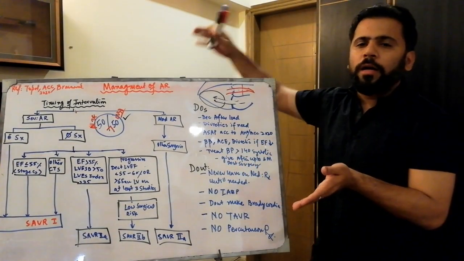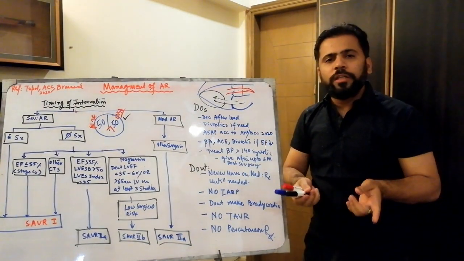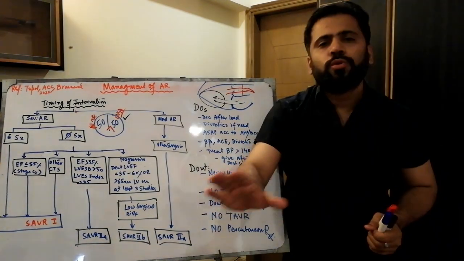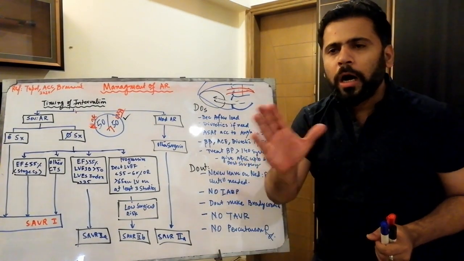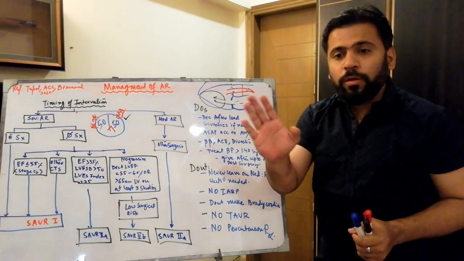So this was all about the management of AR. Just keep one thing: 50-50. Less than ejection fraction 50, you need to treat it, class 1. If you do not remember class 1, class 2A, just remember when to do, how to do, and why to do. Okay, so just keep it.